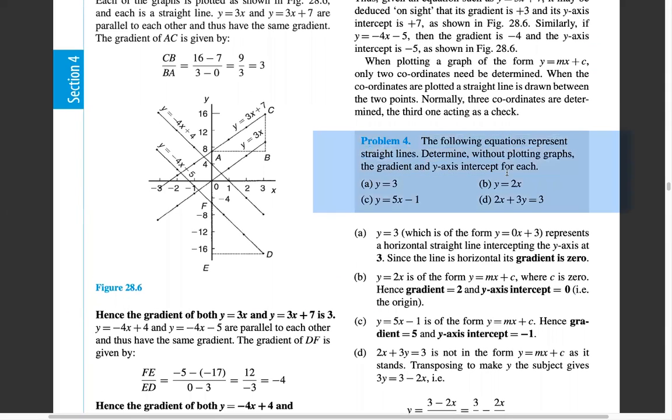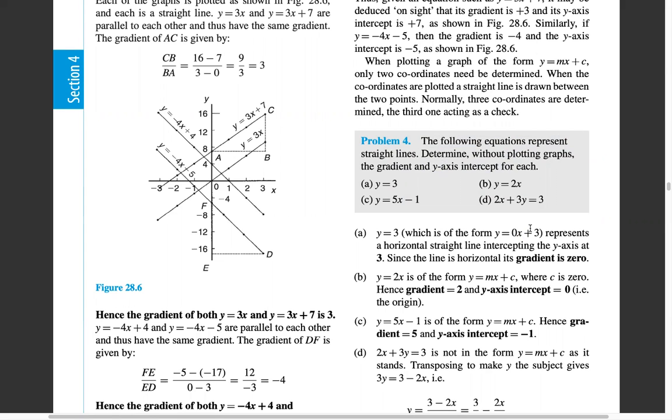They said the following equations represent straight lines. Without plotting graphs, find the gradient and the y-intercept. So y equals 3, right? They say y equals 3 is of the form y is equal to 0 times x plus 3. So the gradient is 0 and the y-intercept is 3. So it's a horizontal line, with no gradient, cutting the y-axis at the point 3, okay?